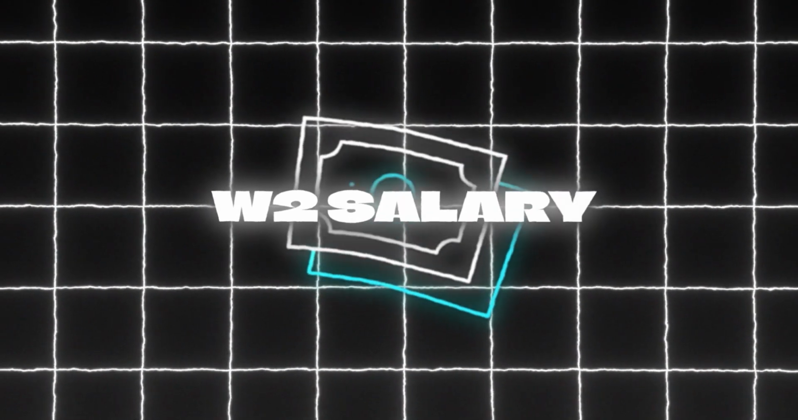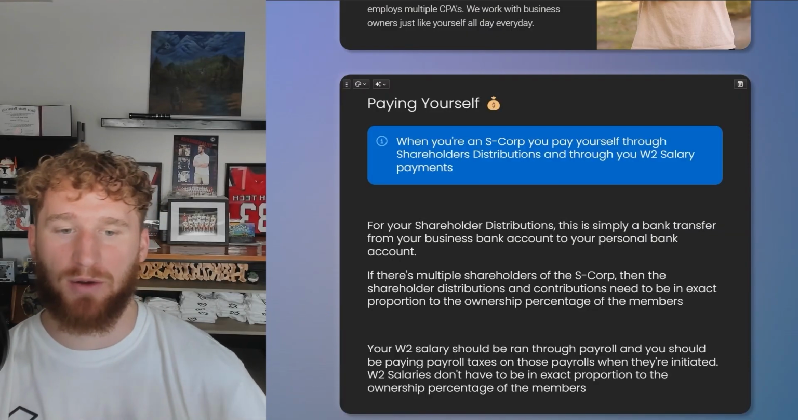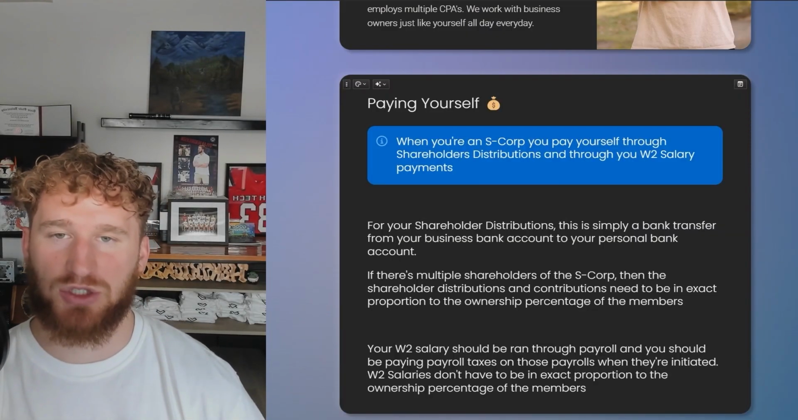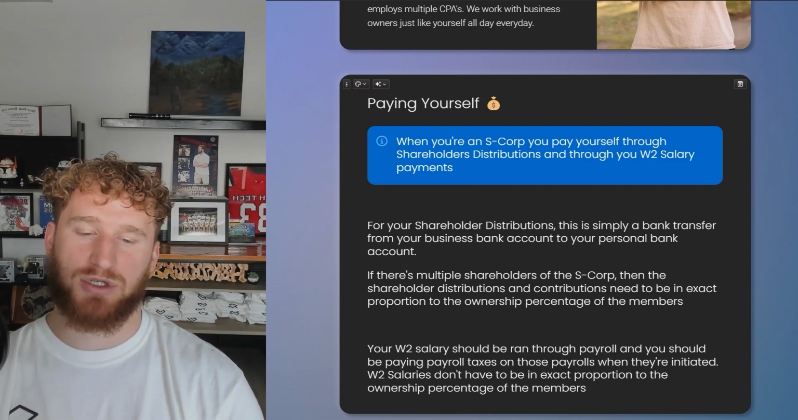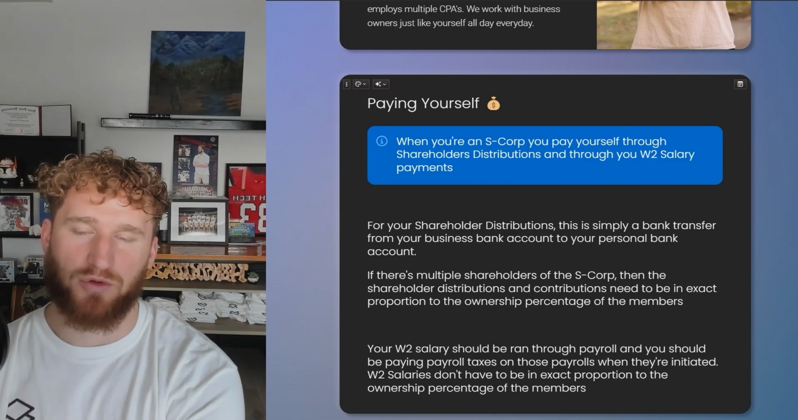But by the end of the tax year on the books, they should be even in proportion to the percentages. So in one year, if one partner got $50,000 distributed, then the other partner should also have $50,000 distributed. Now, the other way to pay yourself is through W-2 salary, and this should actually be run through payroll, and you should be paying payroll taxes on those payrolls when they're initiated. W-2 salaries don't have to be in exact proportion to the ownership percentage the way that shareholder distributions do.